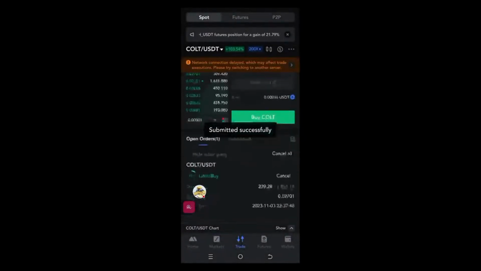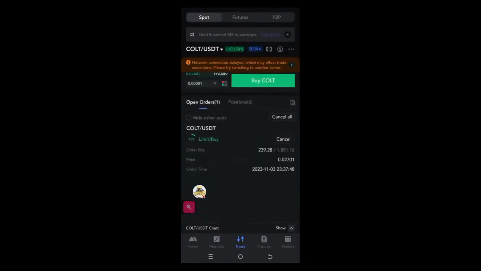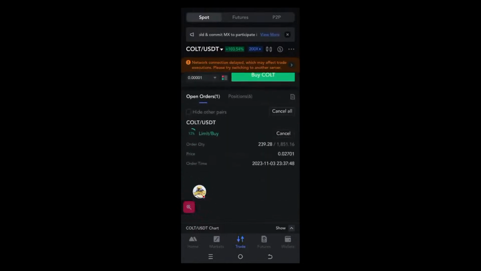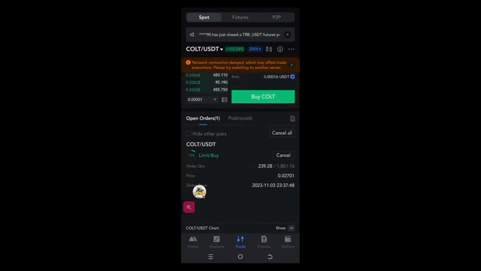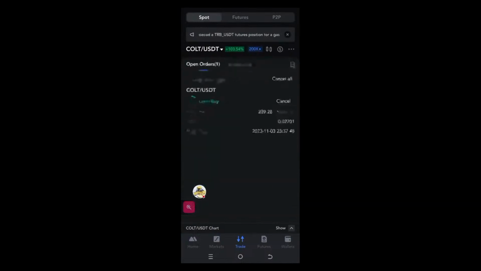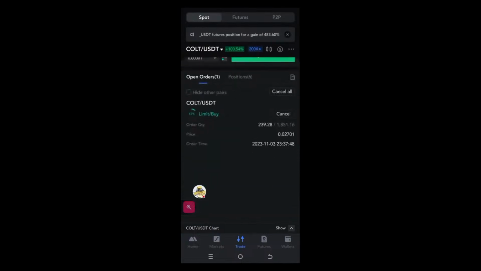I want to go. Let's see if this will work. Submitted. We're in the queue. Oh, it bought. Some of it got bought, 12%. We could actually adjust it. No, I think it's not adjustable. Since we bought part of it, we just have to go with it. We'll just buy the rest.